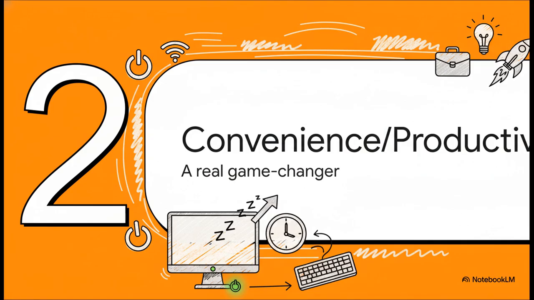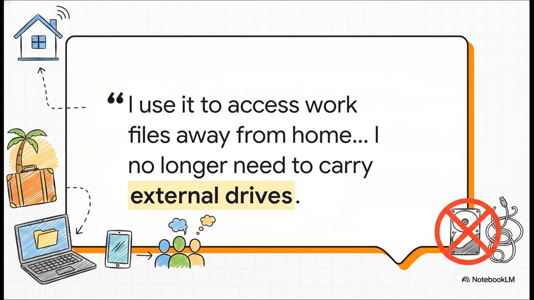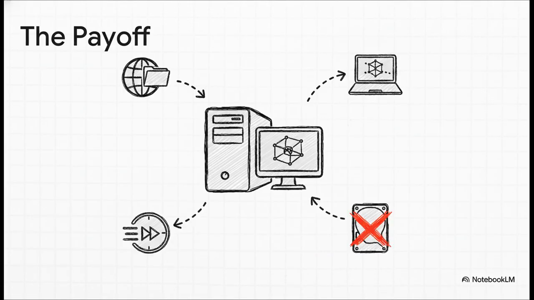Okay, so it's a neat trick for sure, but why should you go through the trouble of setting it up? Let's talk about the real-world benefits that really put you in complete control. The source material for this explainer highlights a perfect example. Someone using Wake on LAN to grab work files from home, even sharing them with colleagues while they were on vacation. This kind of capability just completely removes the need to carry around bulky and, let's be honest, often insecure external drives.